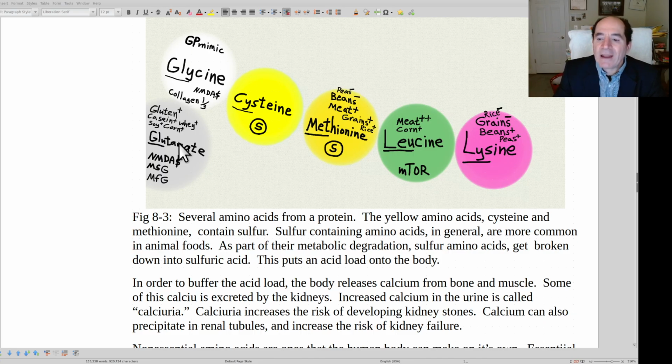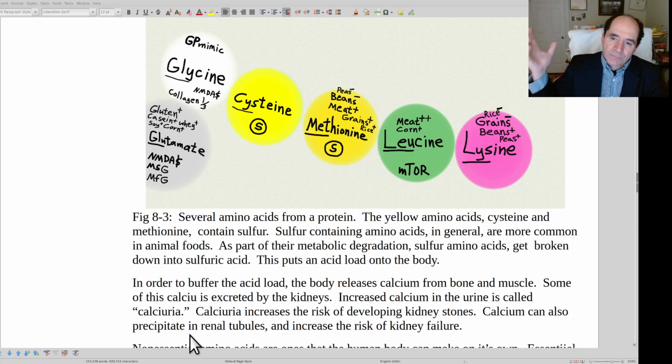That'll contribute to that effect. The more amino acids you eat, it's an amino acid, you put an acid load on your body, and that leads to calcium being excreted by the kidneys. Increased calcium in the urine is called calciuria. It increases the risk of kidney stones, okay?